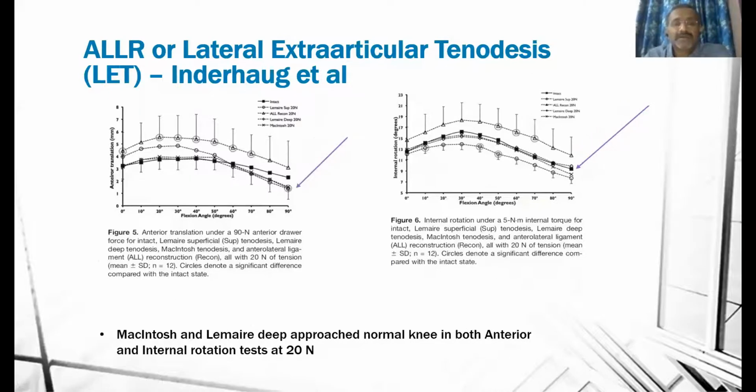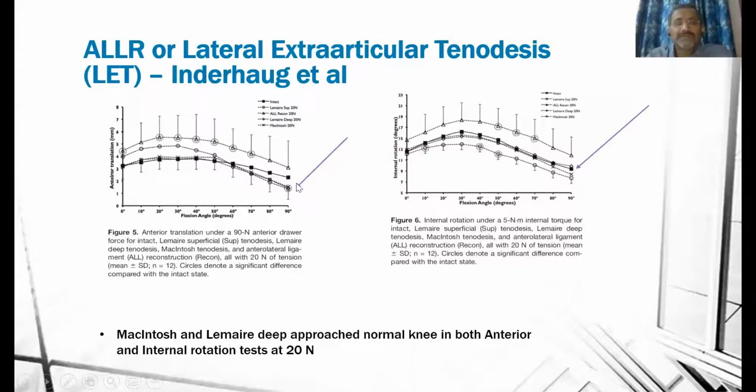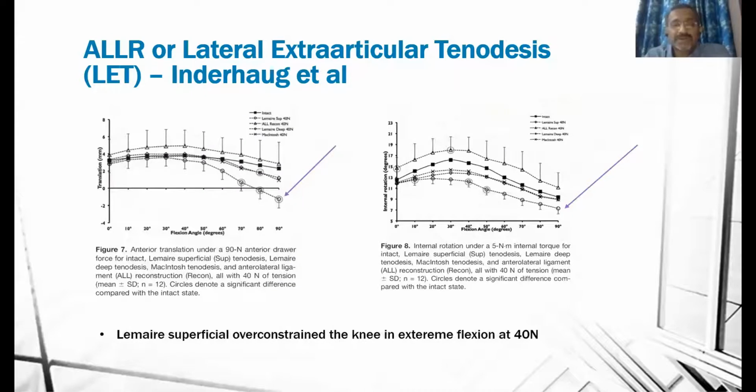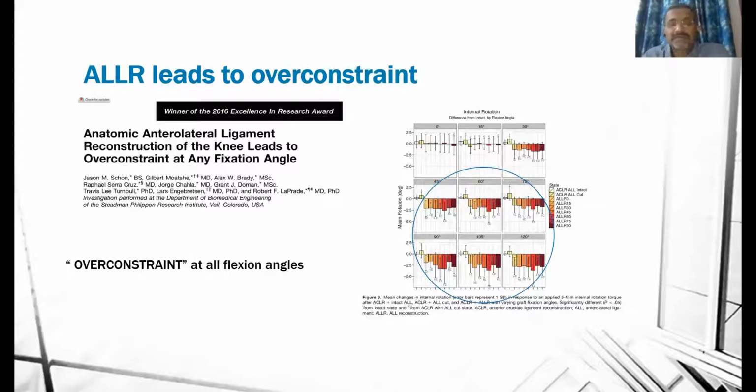But if you do a McIntosh or a deep Lemaire, it approached the normal knee. So this is the normal knee, and these two, the McIntosh and the deep modified Lemaire, approached near normal. If you put the Lemaire superficial, it actually over-constrained the knee, especially at 40 newtons pressure. So they said there's always a worry about over-constraint if you're putting in a lateral ligament.